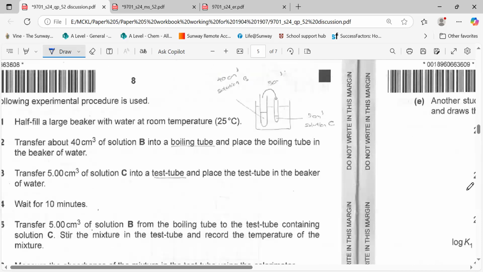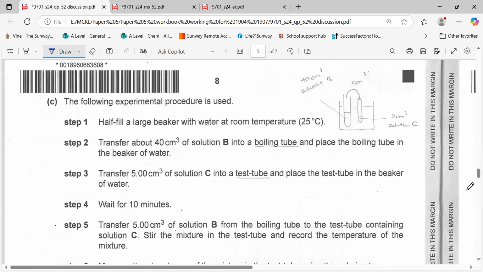The following experimental procedure is used. Half fill a large beaker with water at room temperature. Okay, I kind of draw it out here. At room temperature. Transfer 40 cm³ of solution B into a boiling tube, over here, solution B, and place it in the beaker of water, which is at 25.